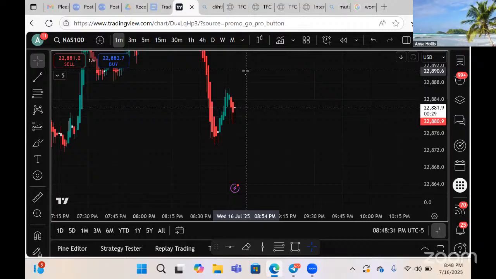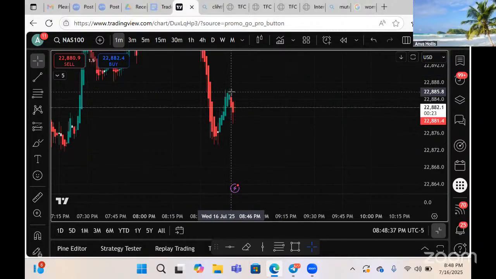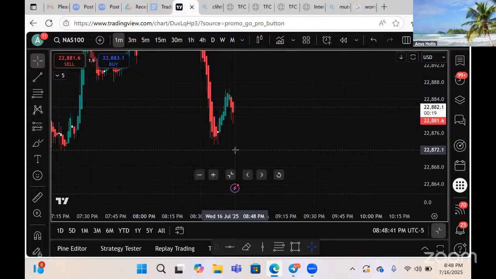Let's see. Okay, price going back down. So that was the liquidity sweep I was talking about. These 8 candles here, the trend didn't last 10 or 15 minutes, so we didn't get an alert, and we're still going down in the sell.